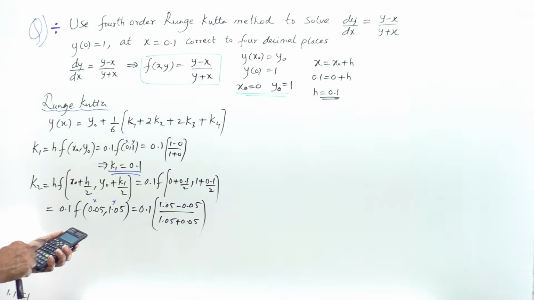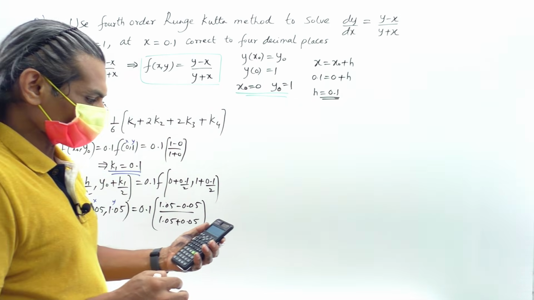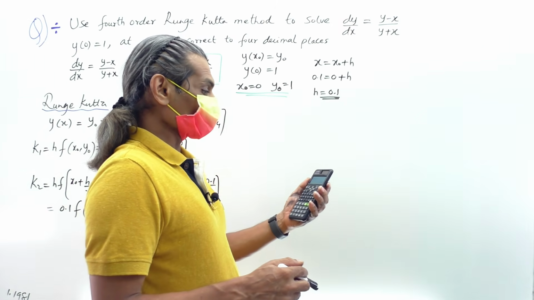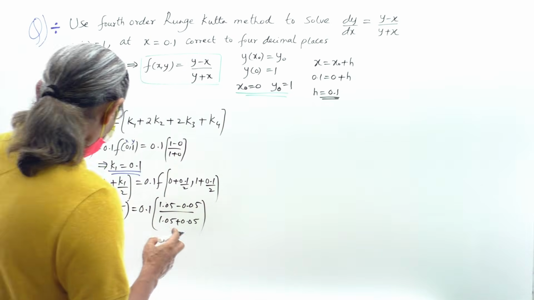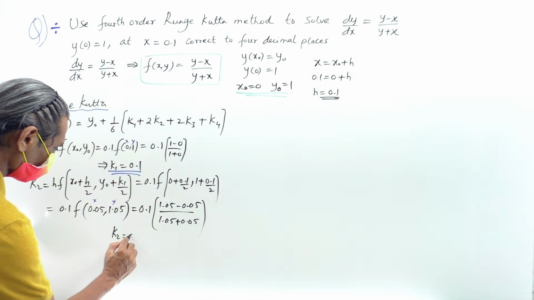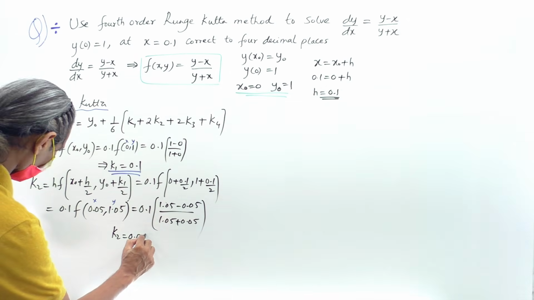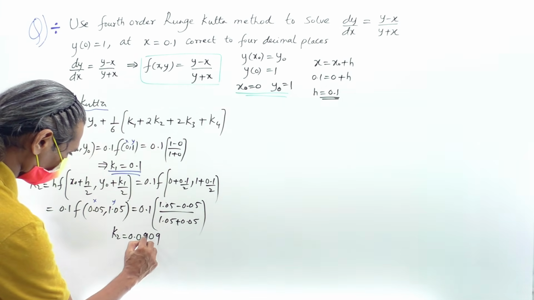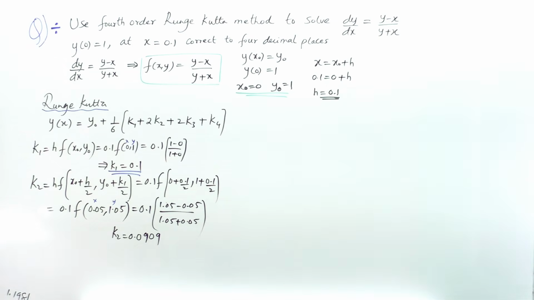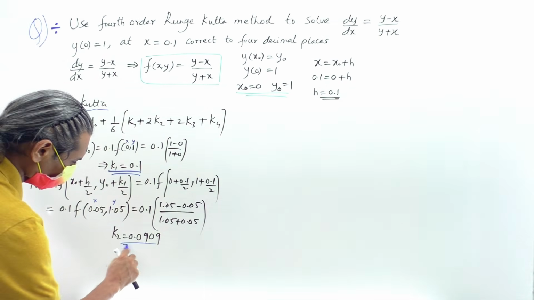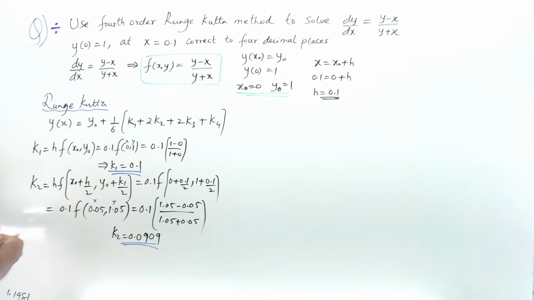So fraction (1.05 minus 0.05) over (1.05 plus 0.05), times 0.1, equals 0.0909. So I'm getting K2 equal to 0.0909. I can take it as 0.091 also, but we are working to 4 decimal places, right? Leave it as it is, 0.0909. So next is K3.